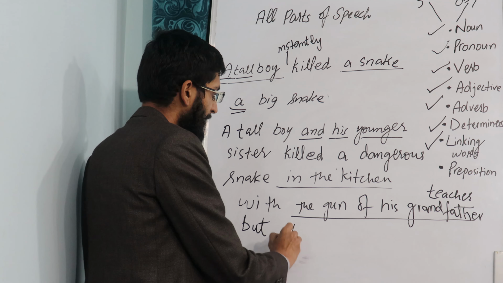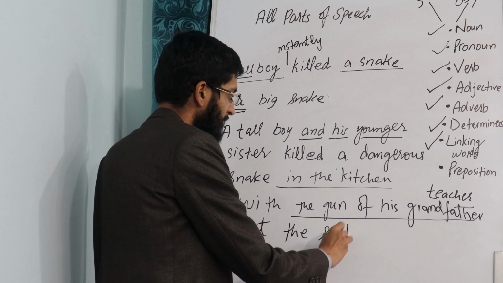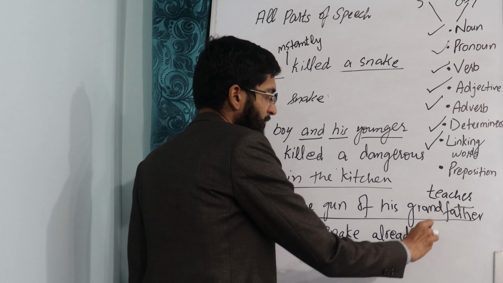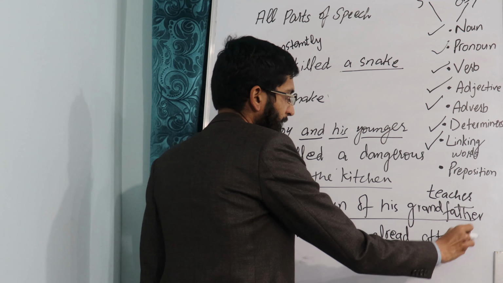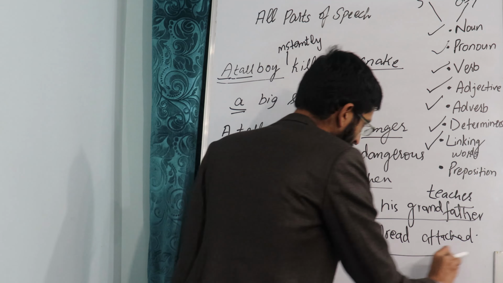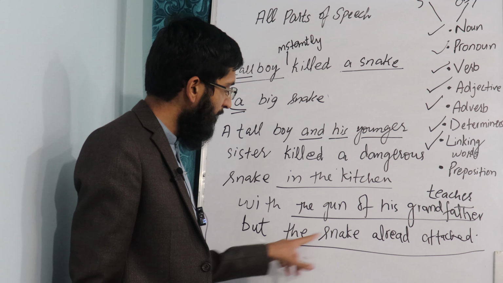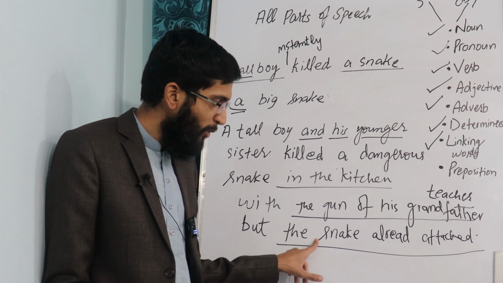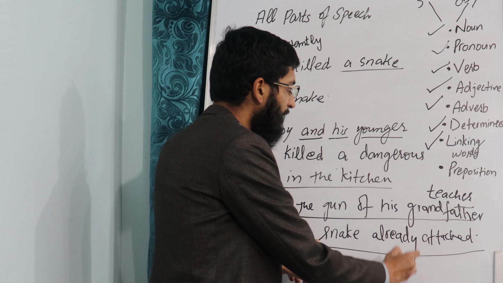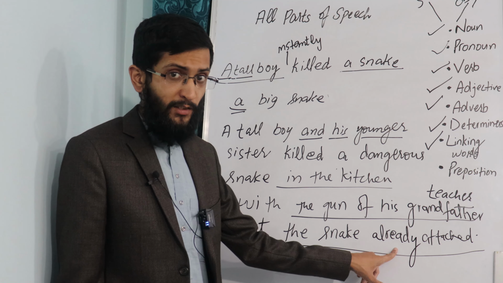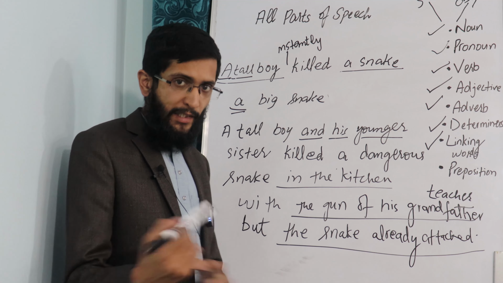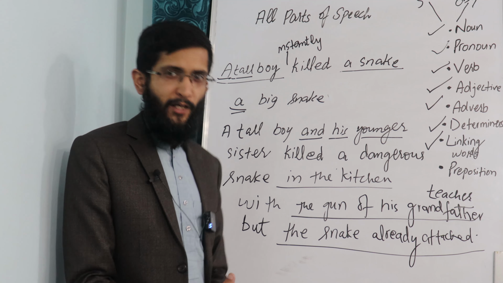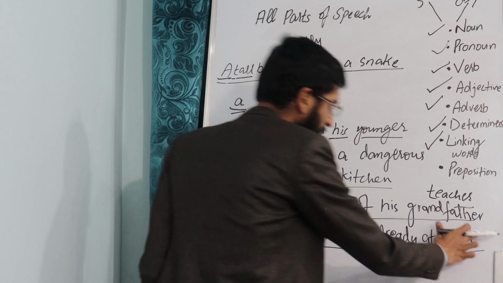But the snake had already attacked them. That means we added another sentence. But that poisonous snake, adding the adjectives again, but that poisonous snake had already attacked them because earlier they didn't know there was a snake behind the tree. So we used because.